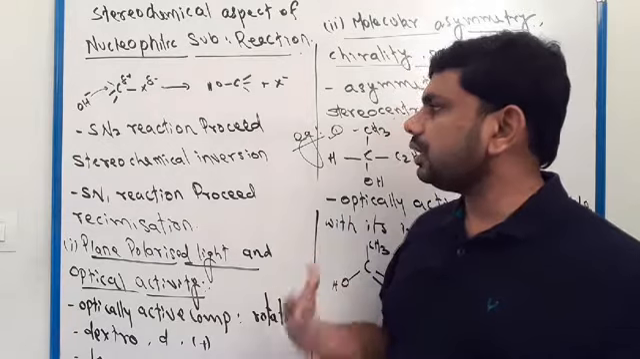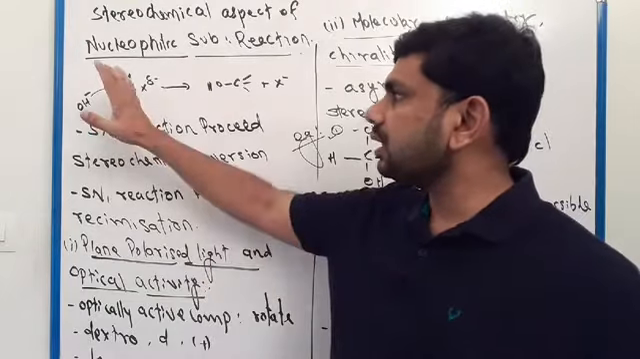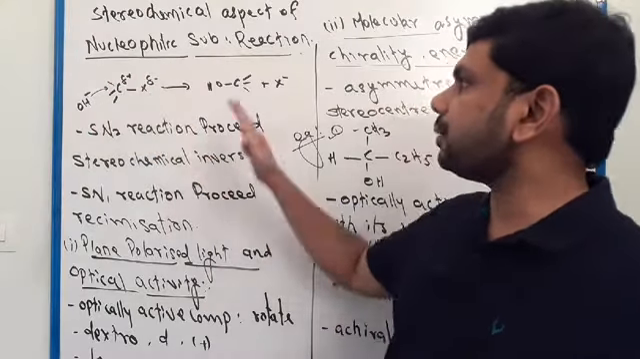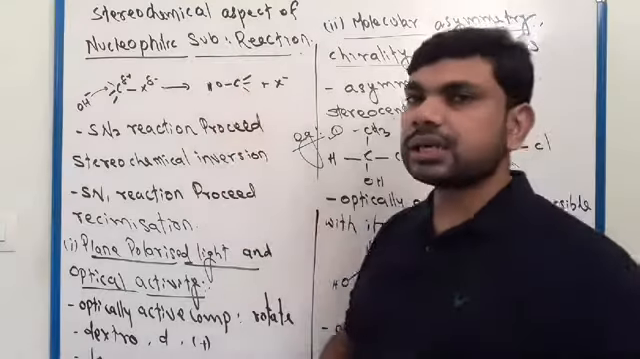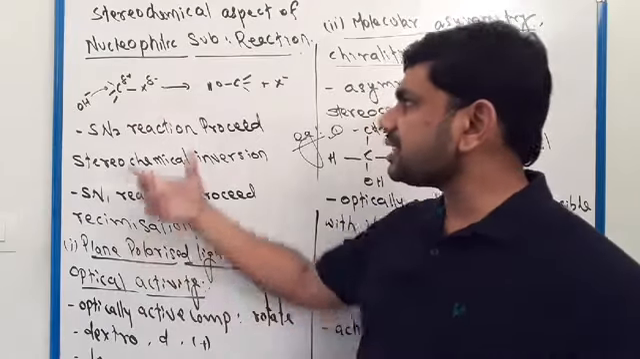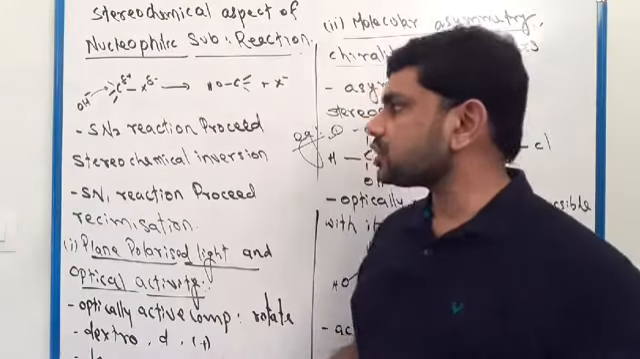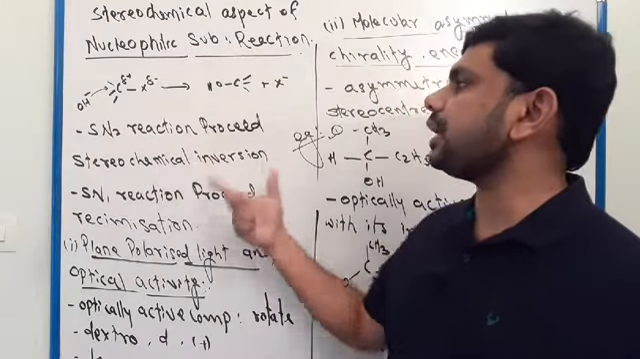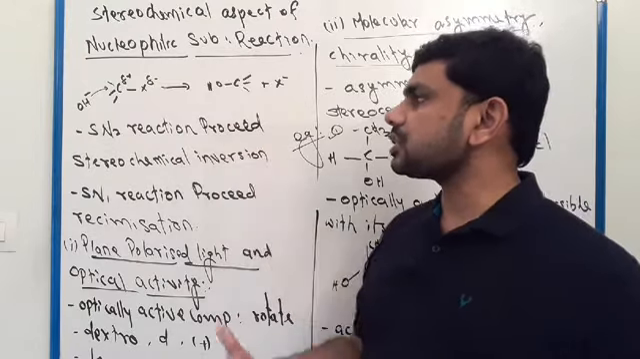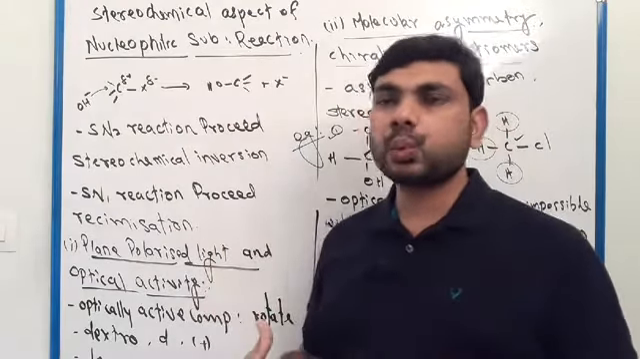So here the structure is inverted. Look here, the halogen is on the right hand side, but here the alcohol is on the left hand side. So the product is formed with a different configuration. There is an inversion in the configuration, in the structure. So we can say during SN2 reaction, the product proceeds with stereochemical inversion. Stereochemical inversion happens in SN2 reaction.